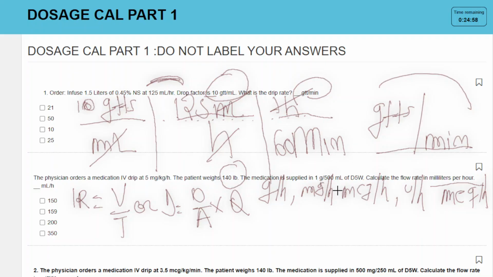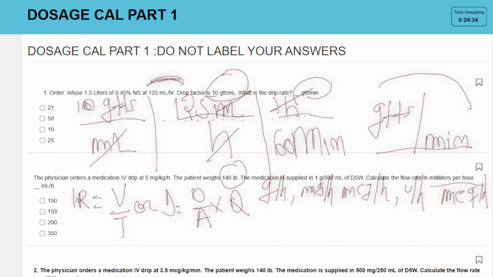1 gram and 500 milliliter, that one is your available and quantity. All right. So your available and quantity always go together. That's what we call your concentration. So for every kilogram, we are giving 5 milligram per hour. So we need to know how many kilograms this person weighs.